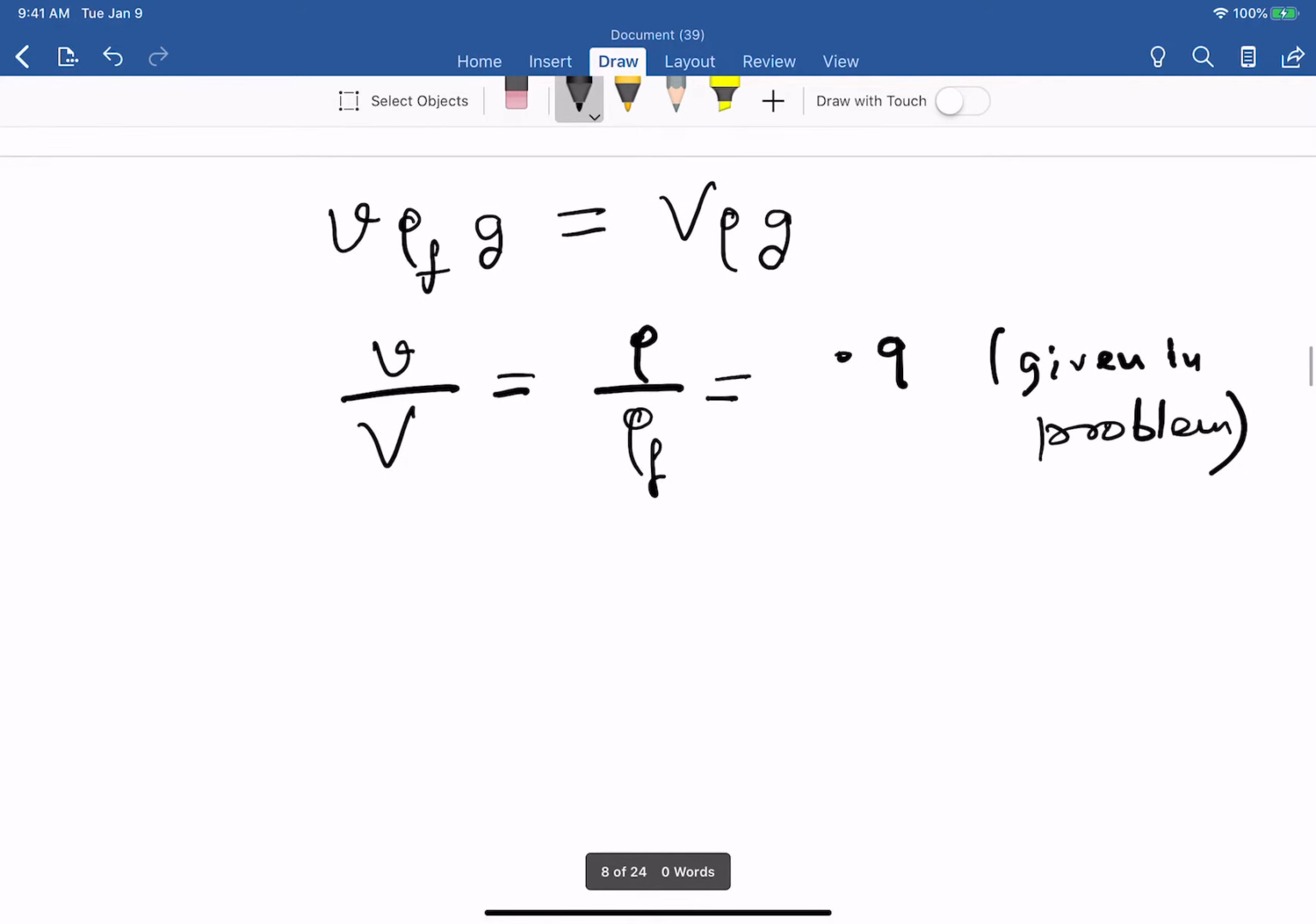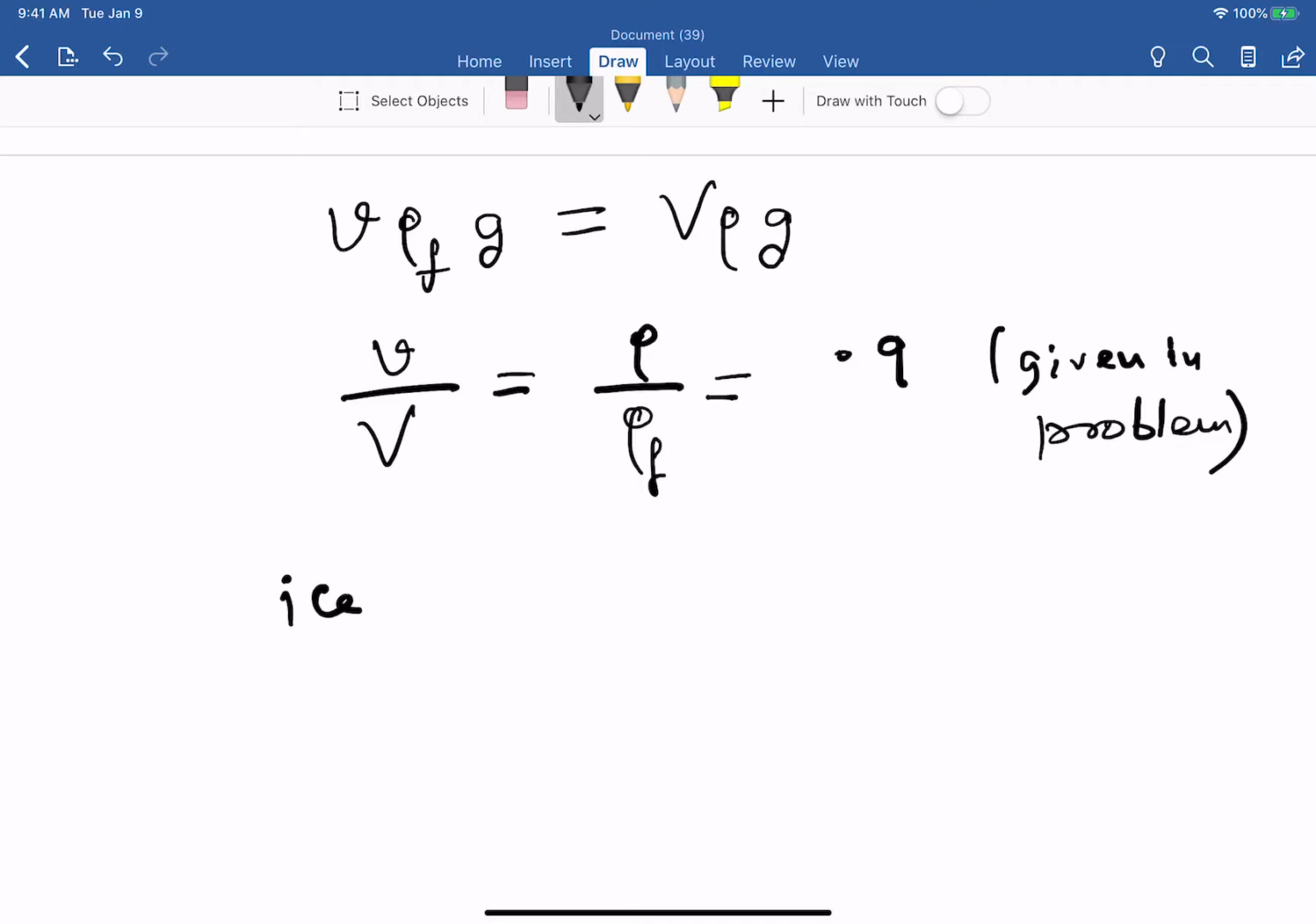So whenever you have an object that's floating partially submerged, the part that's submerged is given by the ratio of the density of the object to the density of the fluid. One interesting application of this is ice. Ice has a density of, I think, 920 or something like that. It's approximately 90% of the density of water.